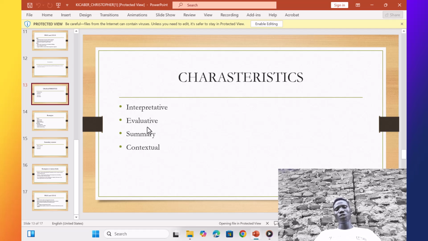We have evaluation. It goes through what has happened in the primary source. Then the summary: it summarizes the primary source contextually. Everything comes from the primary source.